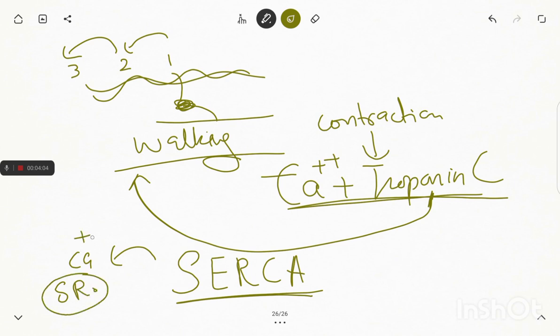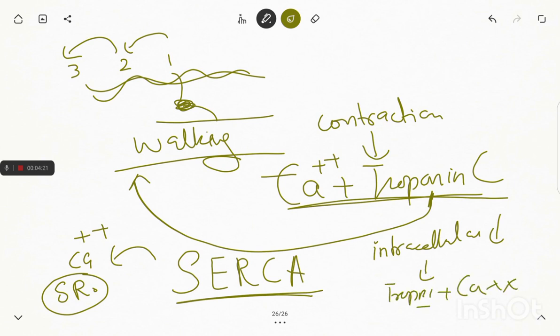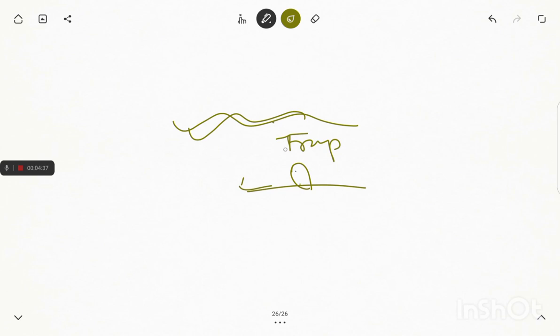When the sarcoplasmic reticulum reuptakes this calcium, as a result, intracellular calcium will decrease. When intracellular calcium decreases, ultimately troponin C will break its bond with calcium. When troponin C and calcium coupling is destroyed, ultimately tropomyosin will once again come between actin and of course the myosin head. Tropomyosin will come back, and once again their coupling will be inhibited. So this is how muscle contraction happens.